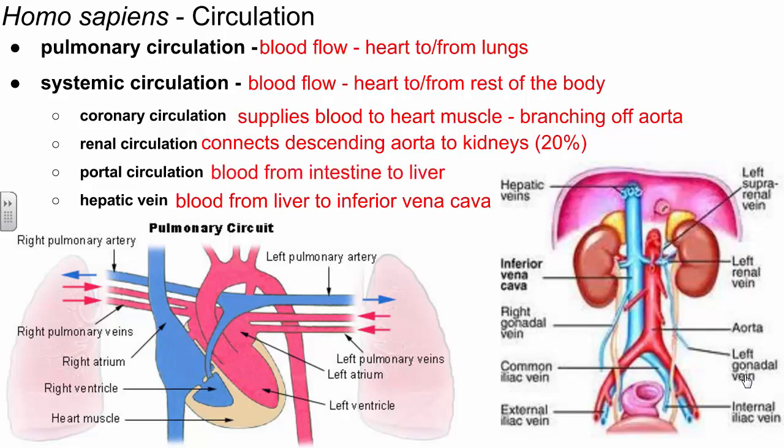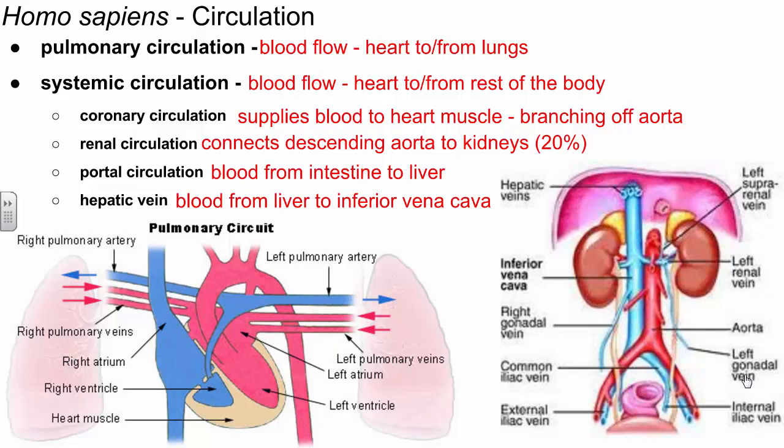Portal circulation is that circulation. We remember when we talked about the digestive system and nutrition, that most of the blood from the intestine goes through the liver before it goes back into the heart again. That circulation is called portal circulation.